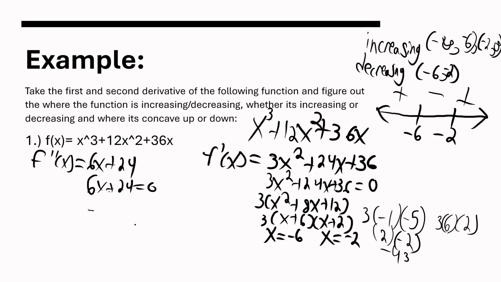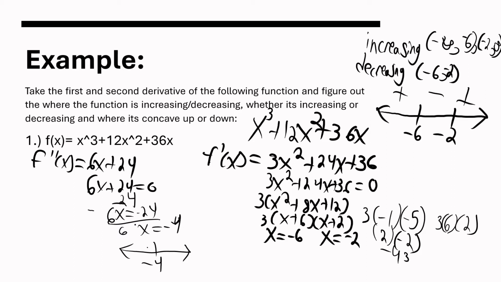Now, we were trying to figure out if it was concave up or down. So we're going to set this equation, which is the second derivative, equal to 0. We're going to subtract 24 from both sides. We're going to get 6x equals -24. Divide by 6, you get x equals -4. So we're going to make another line at -4. So now we plug something less than -4 and greater than -4 into the equation to see if it's concave up or concave down.